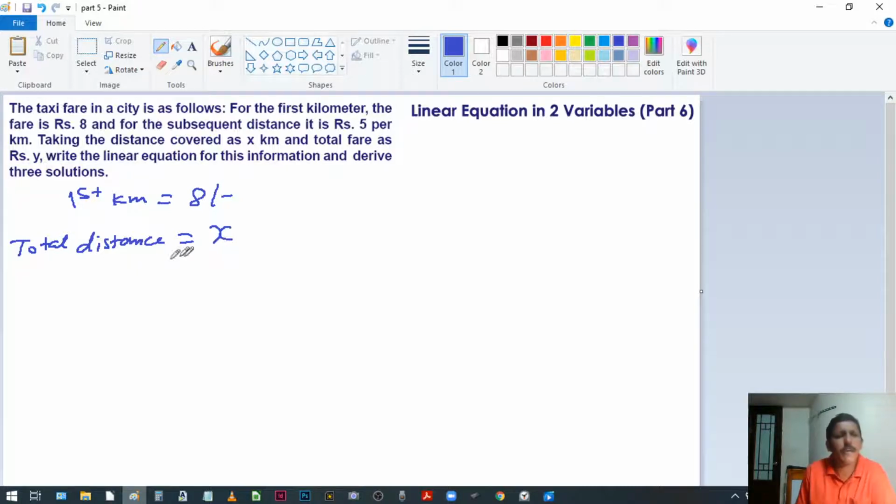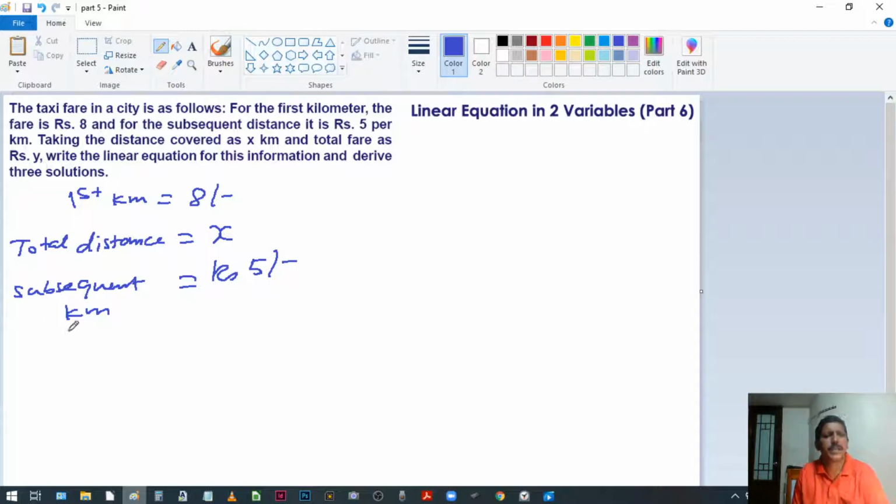Then for every subsequent kilometer traveled after the first one, what is the rate? After the first kilometer, how much is the rupee? It is 5 rupees. So this is the condition. Now we have to form an equation. The total fare, we say it as y.